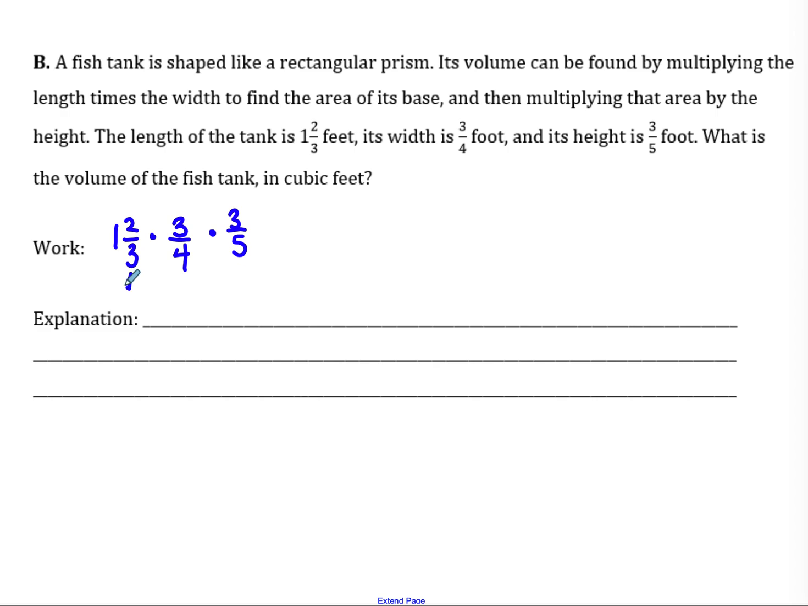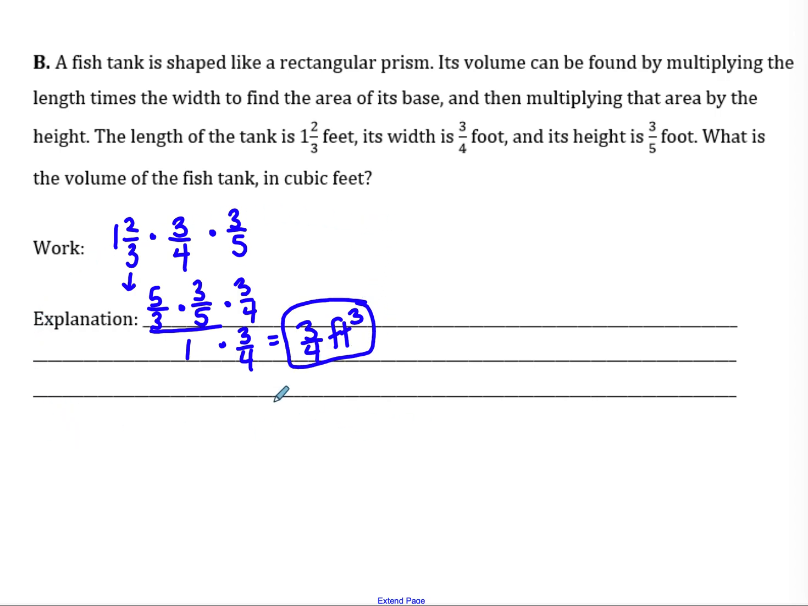So first thing we need to do is change that mixed number into an improper fraction. 3 times 1 is 3, plus 2 is 5. So I have 5/3. And I'm noticing that these two are inverses. So as I'm recopying my problem, I'm going to go ahead and put them next to each other. All right, I know these guys equal 1. 1 times 3/4 is 3/4. Story problems need a label. Let's see, cubic feet. Okay, so that's my answer.